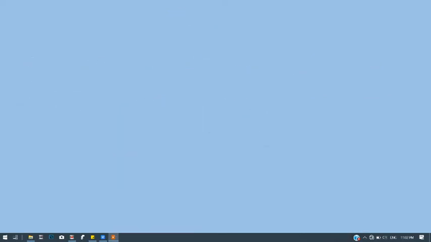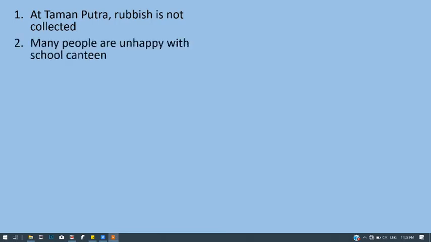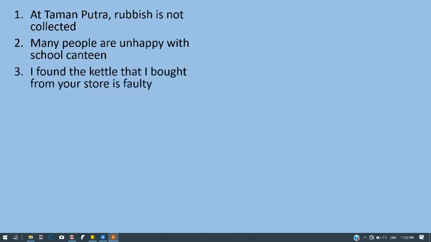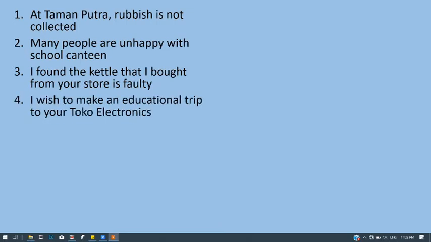For example, at Taman Putera, rubbish is not collected. That is the issue. Number 2, many people are happy with the school canteen. I found the kettle that I bought from your store is faulty. I wish to make an educational trip to your toko electronics.